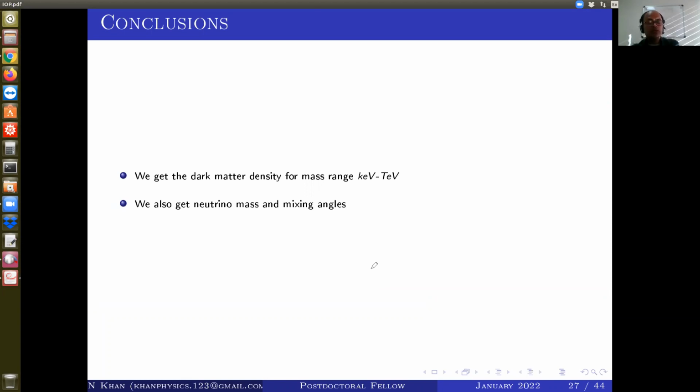And in future, from the neutrino experiment, you can also give a stringent bound on this model, but we have not done that yet. Our plan is to do it.